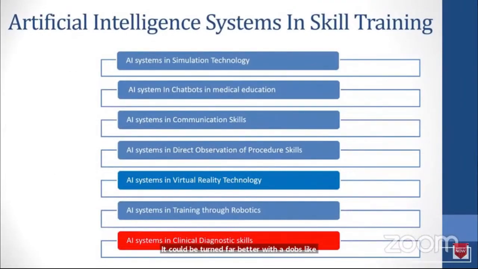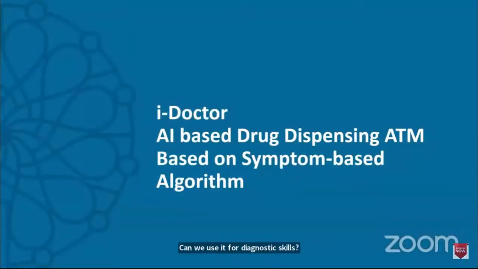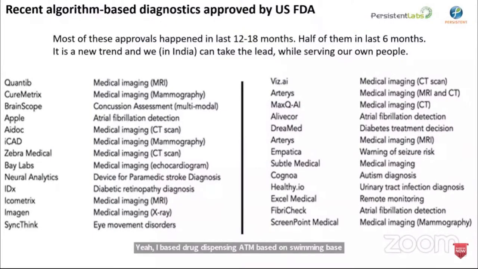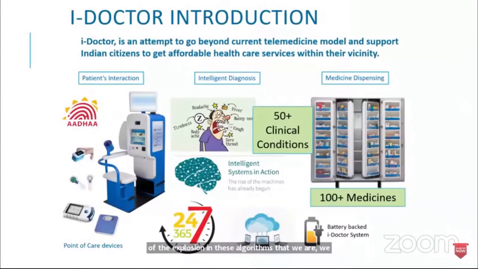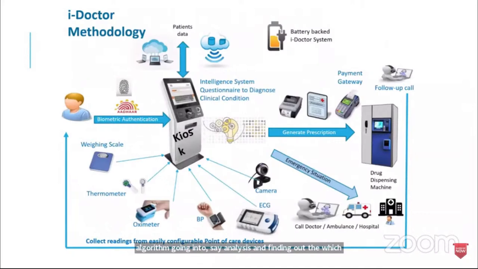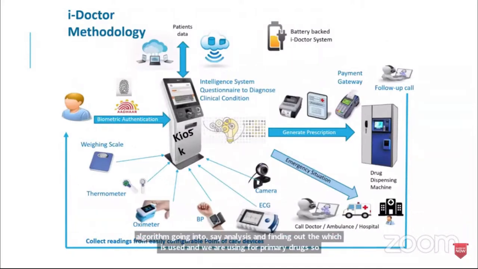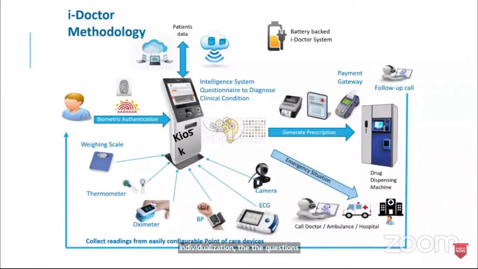Can we use it for diagnostic skills? Now, we have been using what is called an AI doctor, an AI-based drug dispensing ATM, based on a symptom-based algorithm. Algorithm-based mechanisms are available, and these are FDA approved. There is so much of an explosion in these algorithms. In this one, it was a symptom-based algorithm going into analysis and finding out which drug to use, for primary drugs. We had a kiosk, you sit down, and after individualization the questions are asked. The system is entirely dependent upon getting your symptoms, and there is no touch from the doctor; the system will find out whether it is safe to give you drugs without examination.